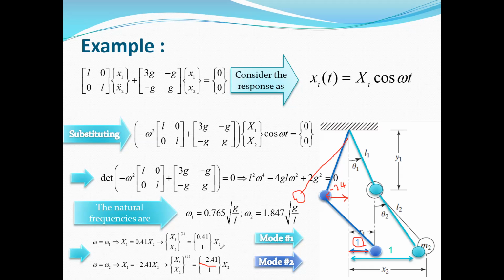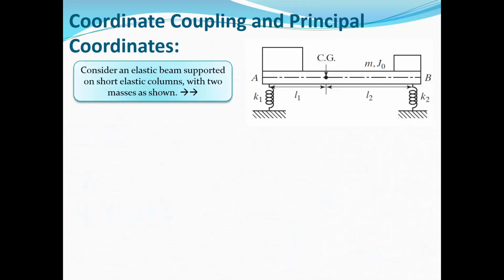So these are the mode shapes and their application: we can predict the configuration of our system when it's excited with the first or second natural frequency. So these are the mode shapes for this system. We will discuss the coordinate coupling and principal coordinates in the next section. Thank you for your attention.